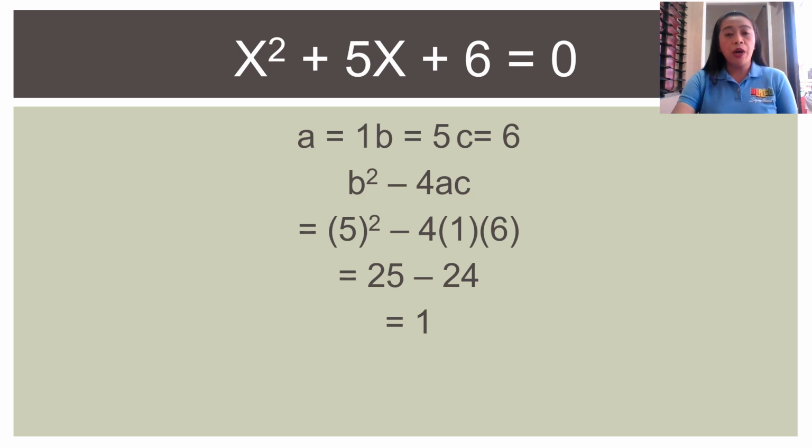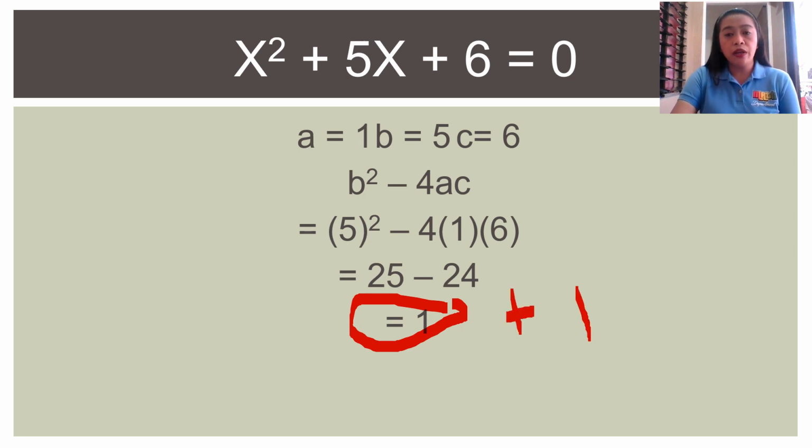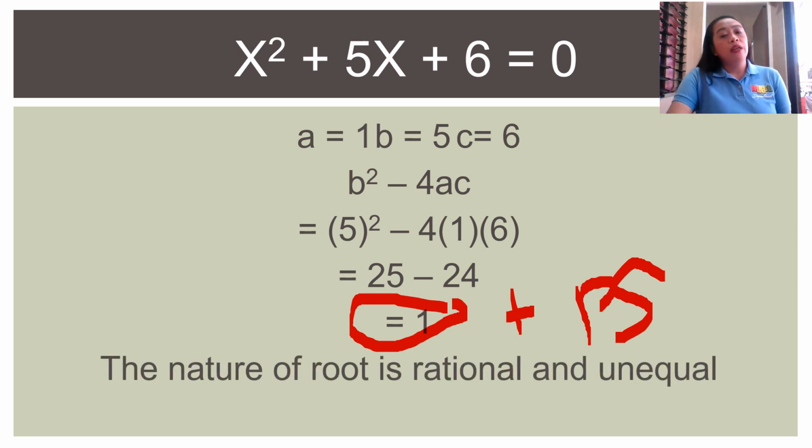So since it's positive and it is a perfect square, this 1 is positive and it is a perfect square. Therefore, our nature of root is rational and unequal. So if it's positive and a perfect square, the roots are rational and unequal.